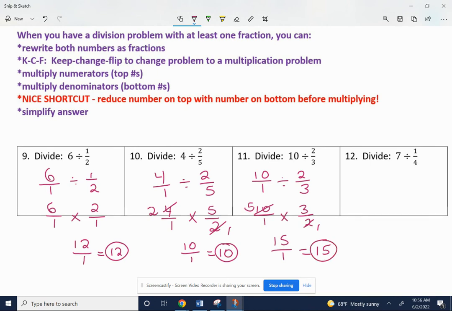Okay, the last one, 7 divided by 1/4. 7 is the same as 7 divided by 1. So I have 7 over 1 divided by 1/4. Now I can change this to a multiplication problem. 7 over 1, keep, change, flip here. Keep, change divide to multiply. Flip over 1 over 4 to be 4 over 1. Multiply the tops, multiply the bottoms. We get 28 over 1. That's 28 divided by 1, which is 28.